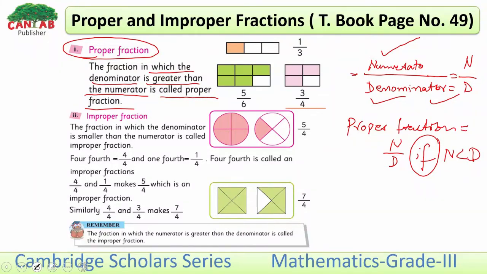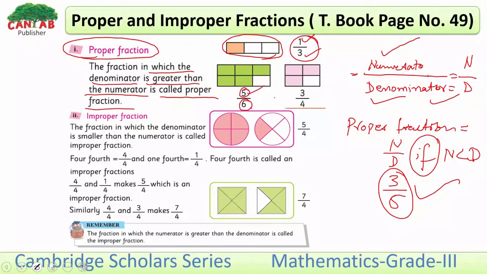So here 3 by 5. So this is a proper fraction. Look at these figures. So 1 over 3, 1 is less, 3 is greater. So this is a proper fraction. Similarly, 5 is less, 6 is greater in this given fraction. So this is a proper fraction. Similarly, 3 by 4 is a proper fraction. So remember this definition and apply the definition on the given fractions.